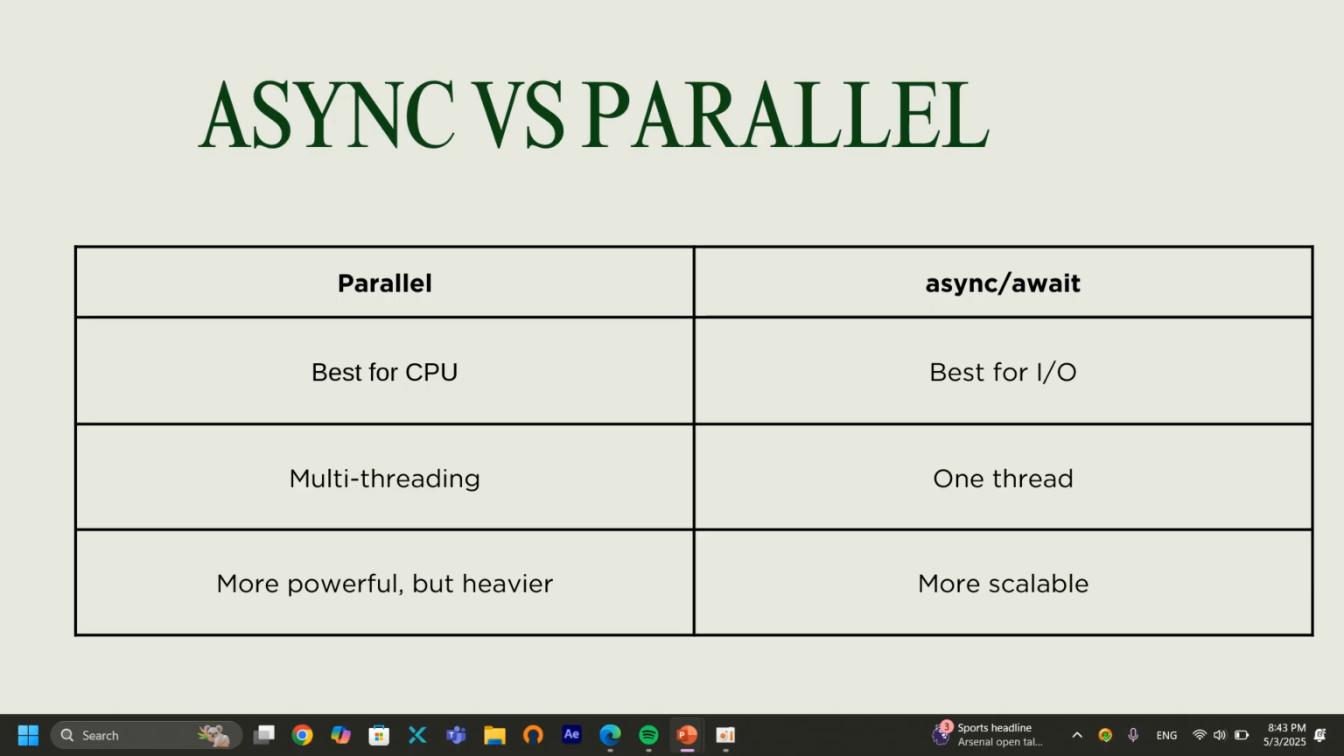And when you mix them up, for example, using parallel threads for something that's just waiting, you actually make things slower, not faster, because you are using extra threads for no reason. So always think first, is my code waiting or working? That simple question helps you choose the right tool. And understanding this difference will help you write smarter and faster apps that feel responsive, don't freeze, and also scale out well when more users come in.